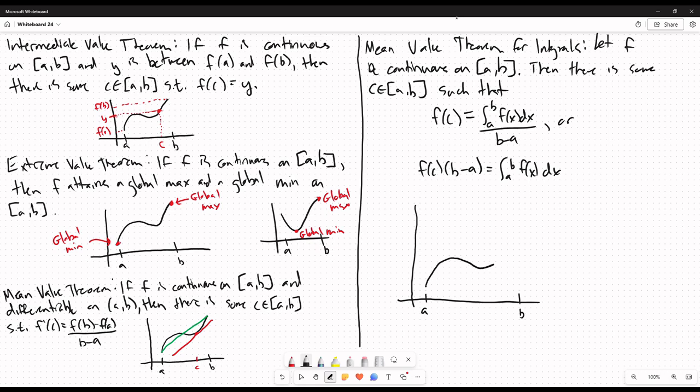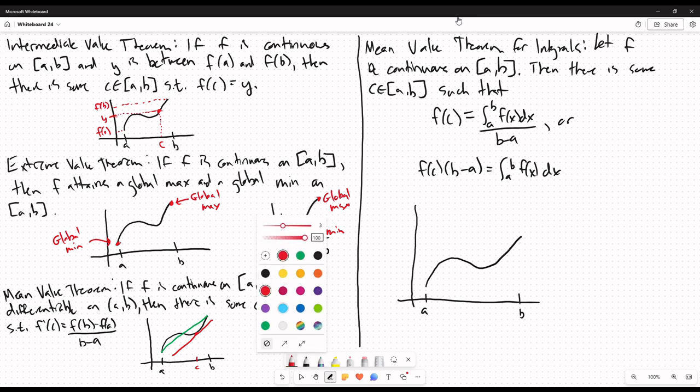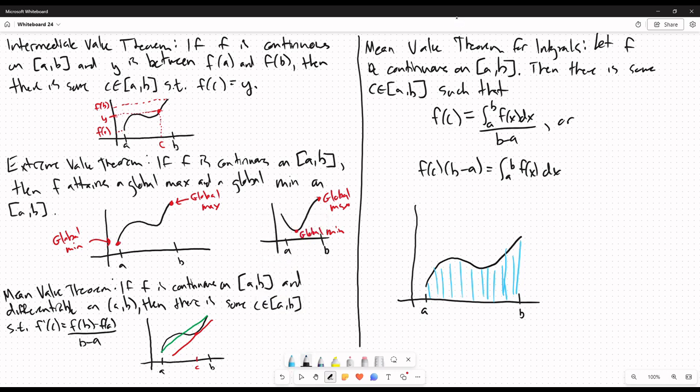And let's say we had this picture here. So I'm going to do some shading in some different colors. If I'm looking at the integral from a to b of f of x dx, it's going to be this area here. Now, I shaded this blue for a reason, because I want to think of this as kind of like a fish tank full of water, going from a to b.